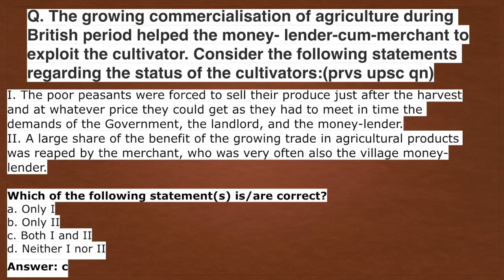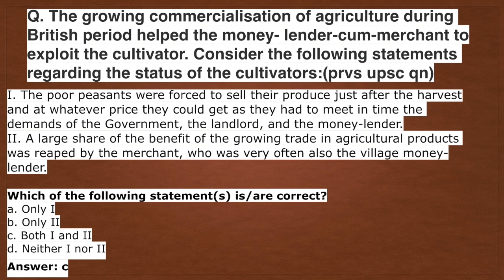The growing commercialization of agriculture during the British period helped moneylenders and merchants exploit the cultivator. Consider the following statements regarding the status of cultivators. The first statement: the poor peasants were forced to sell their products just after the harvest and at whatever price they could get, as they had to meet the demands of the government, the landlord and the moneylender.